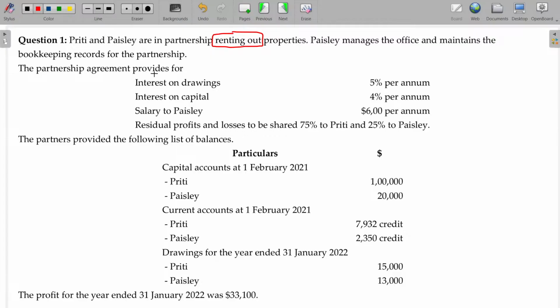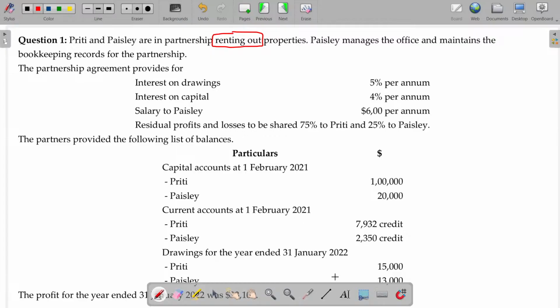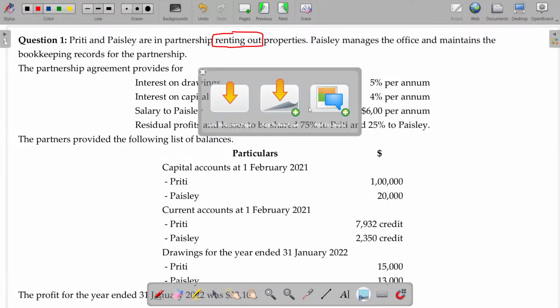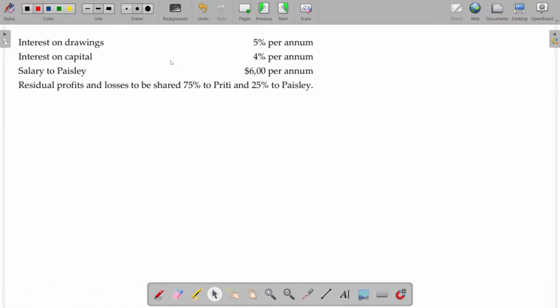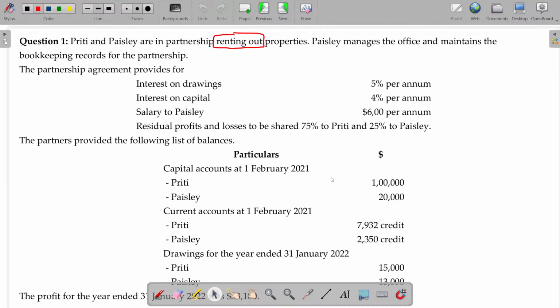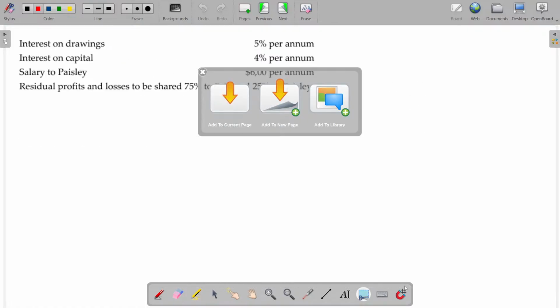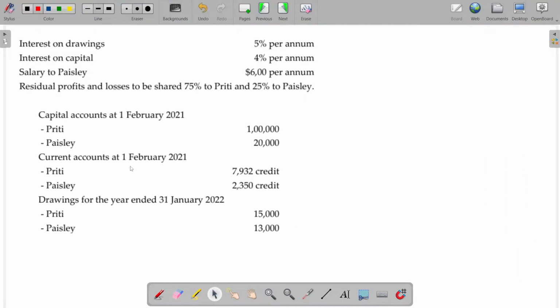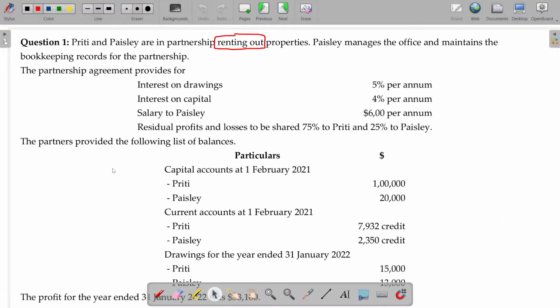The partnership agreement provides for the following. So these are the agreement they have currently. Apart from that, partners provided the following list of balances. Initial balances are also given here. These are the balances as on the year end. What more?